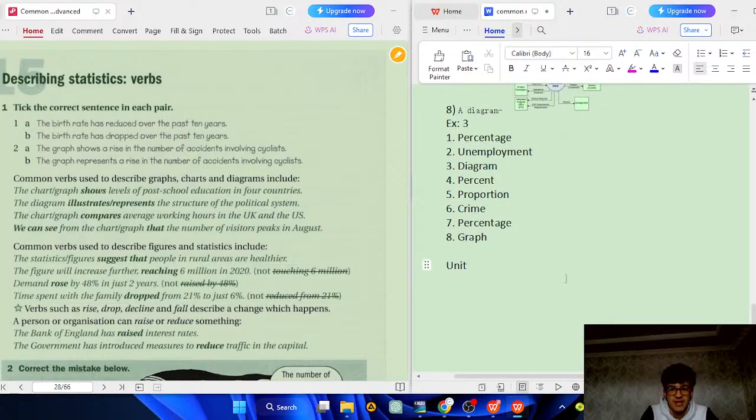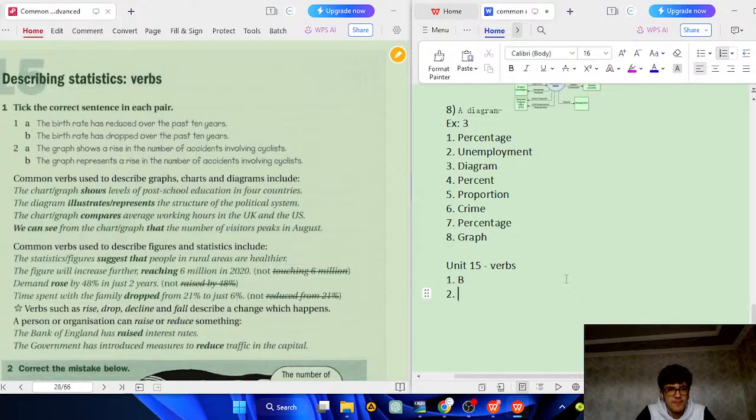Unit 15. Describing statistics. Verbs. I think this should be easy. The birth rate has reduced, dropped over the past 10 years, reduced. Nah, it's B for sure.